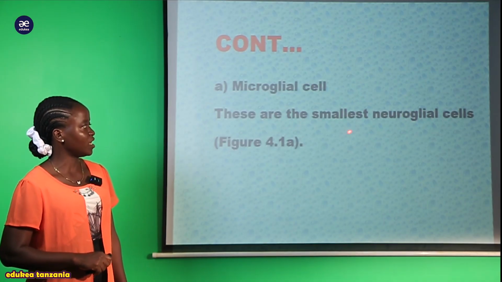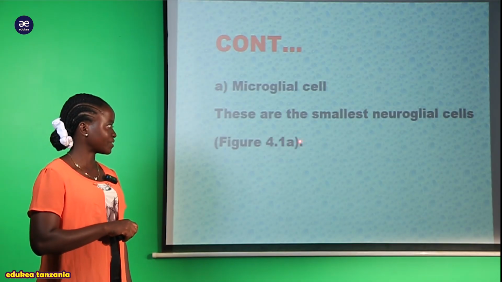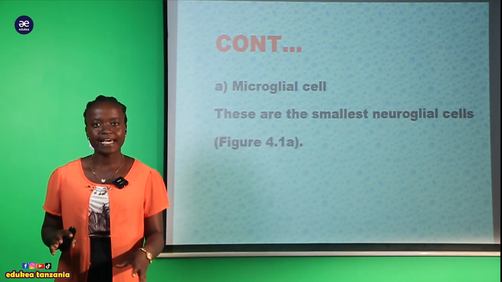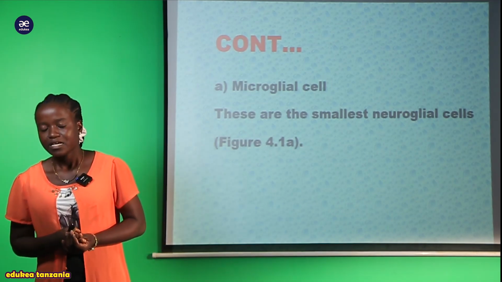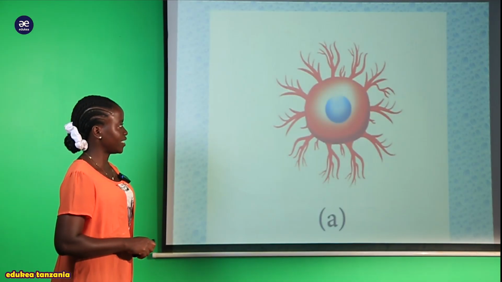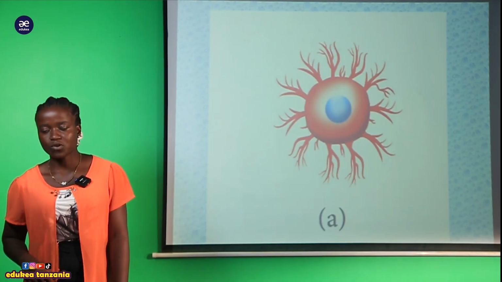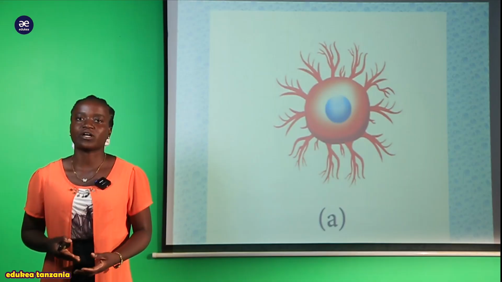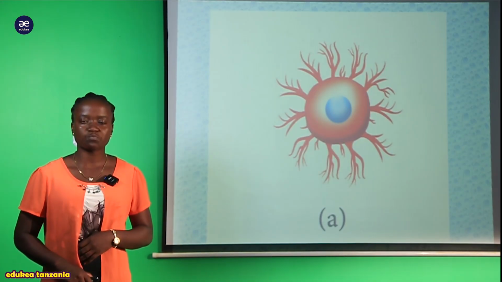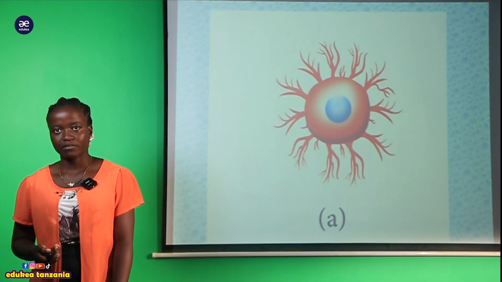These are the smallest neuroglia cells ambayo tunaweza tukaiona kwenye diagram 4.1a. So hii ambayo tunaita microglia, they are very small neuroglia cells. Zinakuwa ni ndogo ndogo sana. As you can see in this diagram, that is 4.1a, this one is the diagram which expresses the microglia. So you can be asked even to draw the structure of the microglia. And this one is the structure of the microglia. As you can see, this one, it is the smallest neuroglia cell.